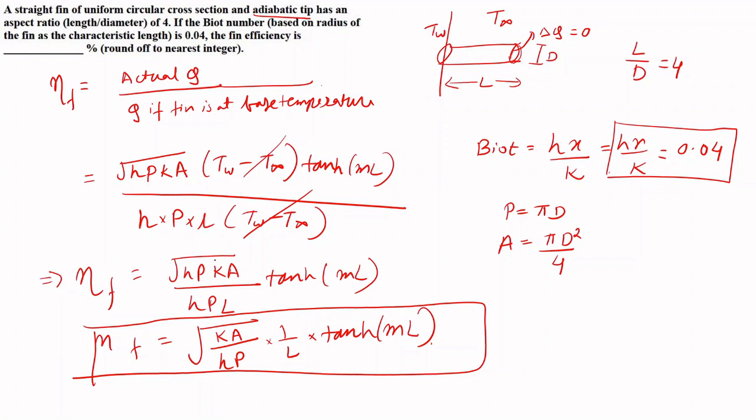So from here you can see that this m factor we define as under root of hP upon k. This is my m. If we replace this under root of hP by k over here, then we can get tanh ml upon, this will become 1 upon m, and this is 1 upon L already. So my final fin efficiency factor is tanh ml upon ml. So you can straight away remember this equation for fin efficiency.